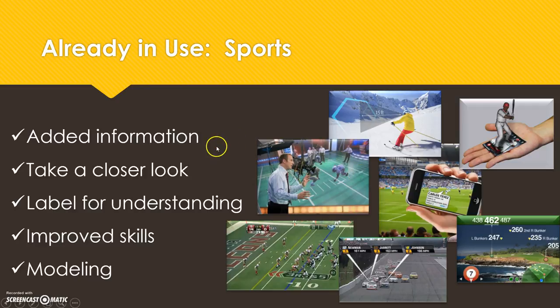It's already used in sports to give added information, to take a closer look at what's actually happening on the field, to label for understanding, such as in football when it labels the goal line or the 10-yard line, as well as to help improve skills. You see in this picture, it's helping to improve a skier's skill by making it a game-like atmosphere with Google Glasses. It also is modeling as well. Here you can see a card that's being used to model this player's bat swing.